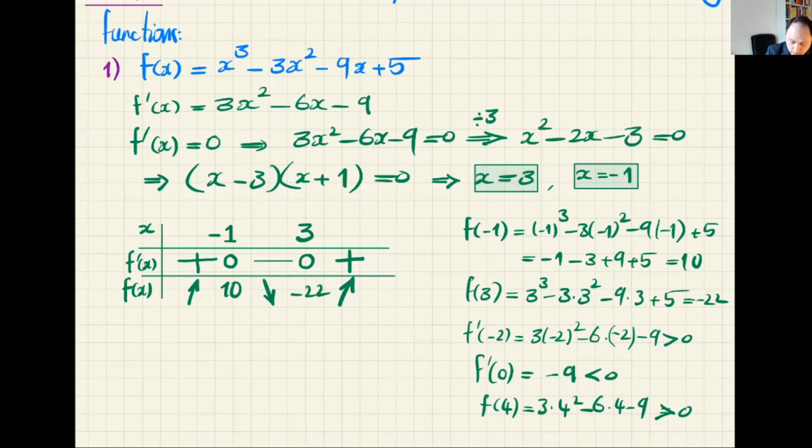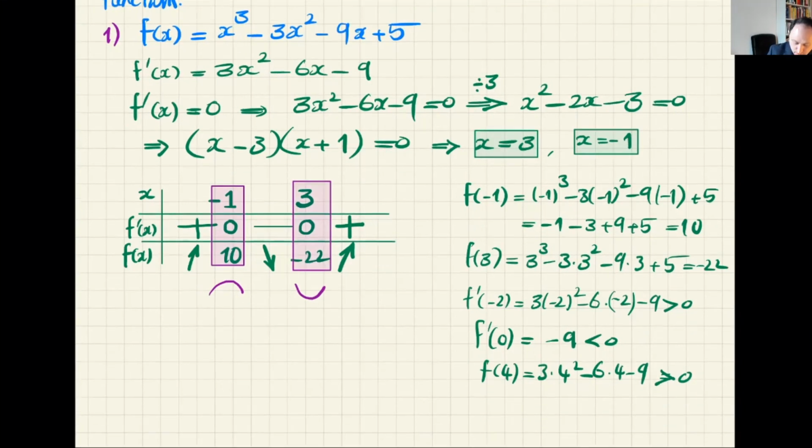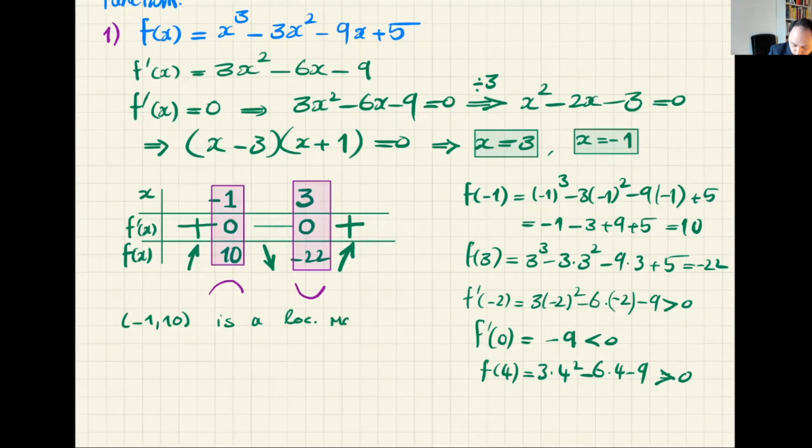Okay, so now everything is done. So you see that at this point here, the function goes up and then goes down. So this point corresponds to a maximum, yes? And then here the function goes down and then suddenly after that goes up. So this point corresponds to a minimum, yes? So you need to write this down in this question. So you would say that (-1, 10) is a local maximum, and (3, -22) is a local minimum.